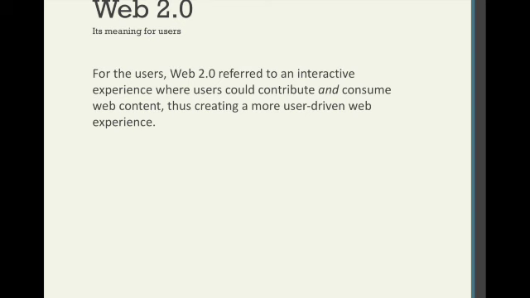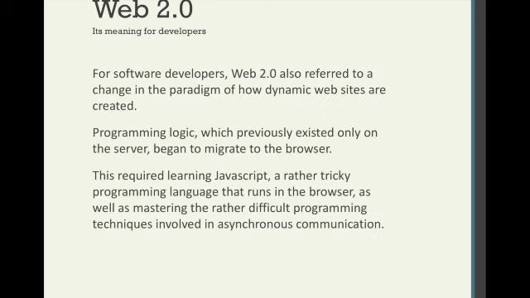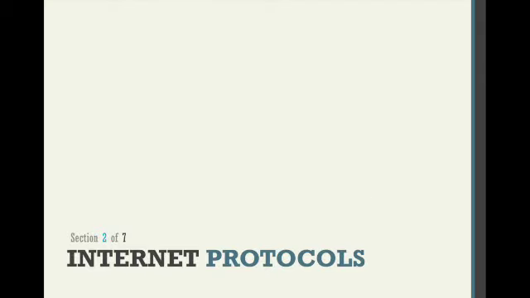For example, in the case of Facebook, YouTube, and Wikipedia, the users not only consume web content, but they also contribute to it. From the developer's perspective, in Web 2.0, the programming logic exists both on the server and the browser. In the browser, the programming language is known as JavaScript, so it runs inside the browser. And for the server, there are languages such as PHP and JSP. So let's now look at the internet protocols.